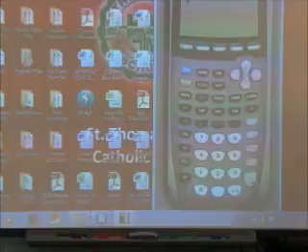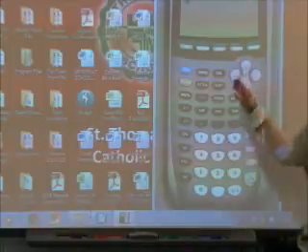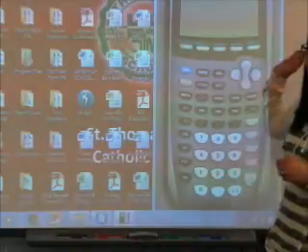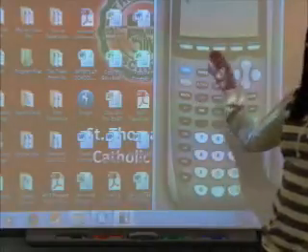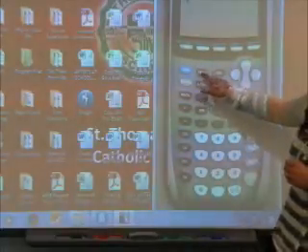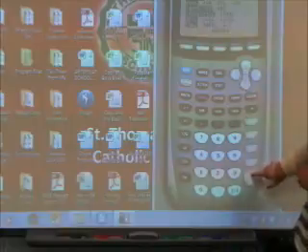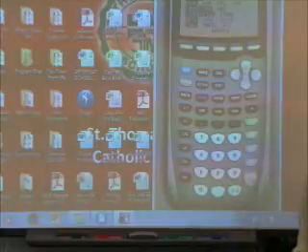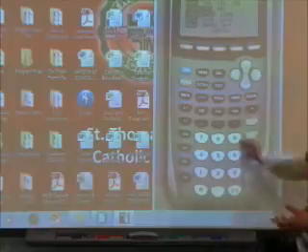The problem is, if you forget that you've set your calculator to 2 decimal places, it will do that for everything and it'll start to mess with your calculations. That's why I don't like using the calculator to round, because you've been rounding since elementary. You know how to round.